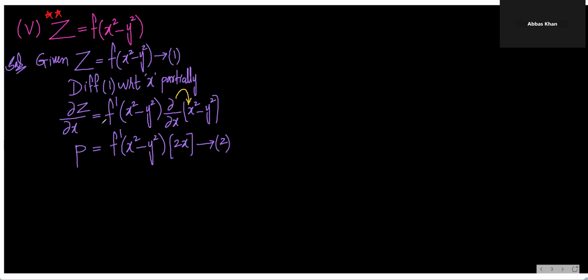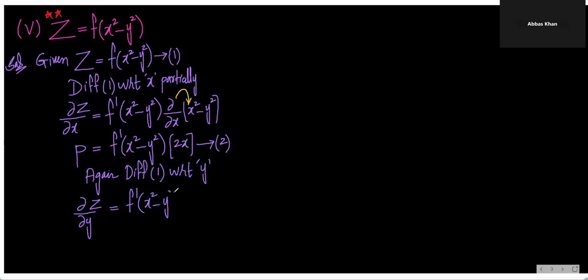Now again differentiate 1 with respect to y partially. I don't want to mention partially every time, that is understood now. dou z by dou y is equal to f dash of x square minus y square. This time I want to write the direct step, minus 2y, because we are doing with respect to y. Yes sir, I understand now. This is q is equal to.